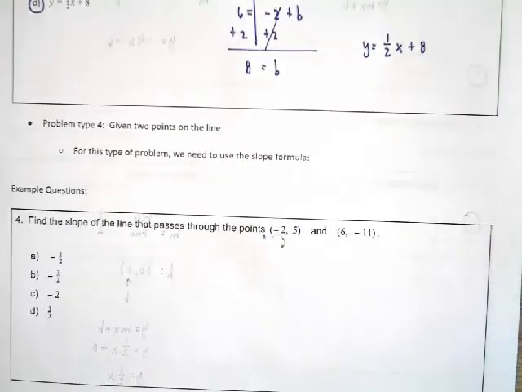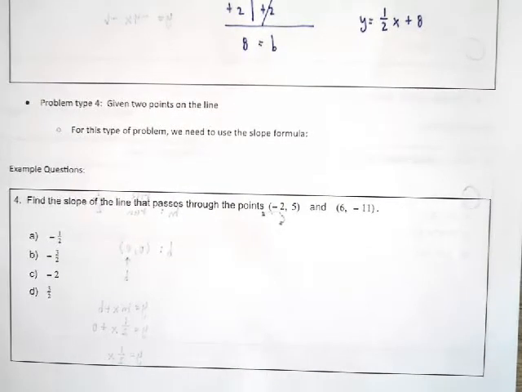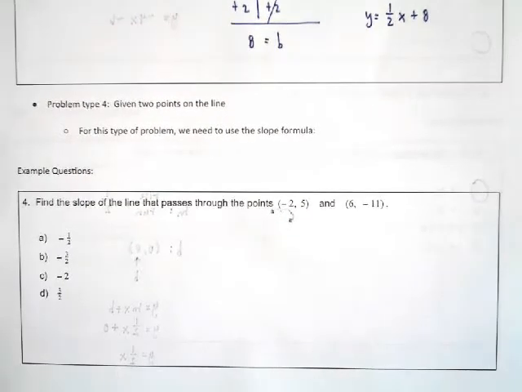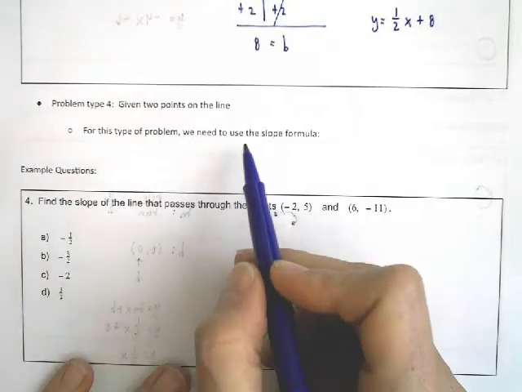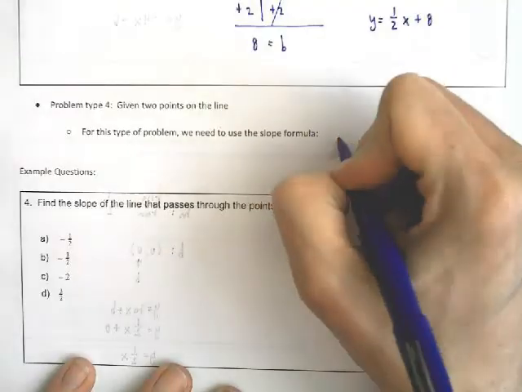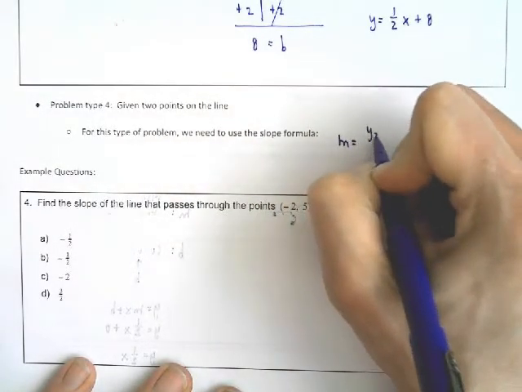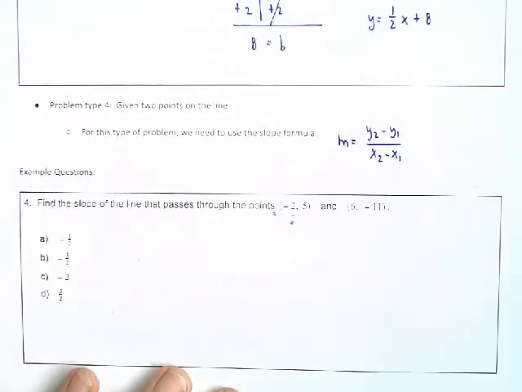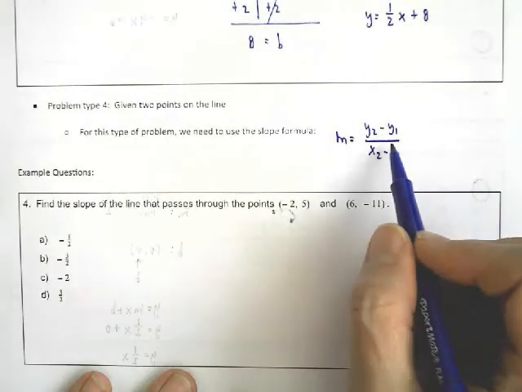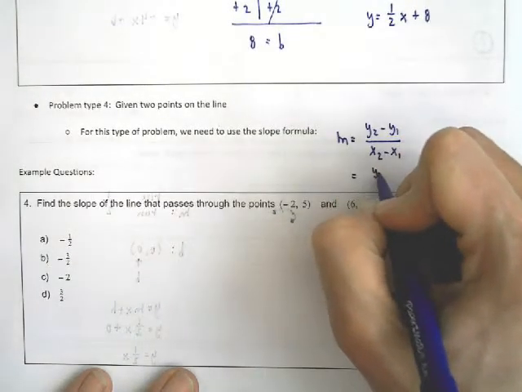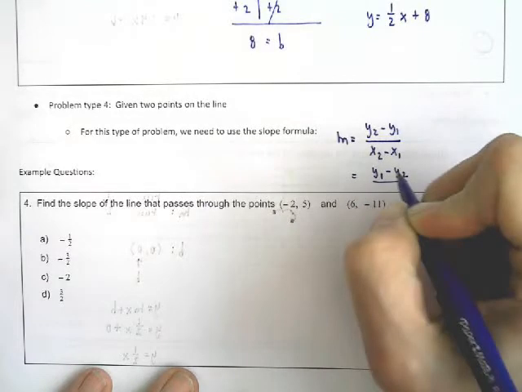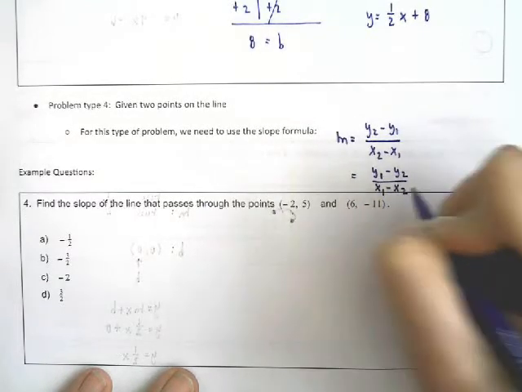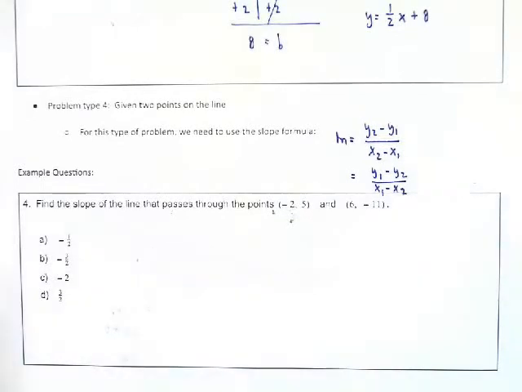All right, next. Our next problem type is if we're given 2 points on the line. So now I'm not given the m and I'm not given the b. I have to solve for both. So for this type of problem, we need to use our slope formula, which is going to be m equals y2 minus y1 over x2 minus x1. Now, this is the formula you'll always see me using, but remember, you could also do y1 minus y2 over x1 minus x2. Those will always get you the same result.